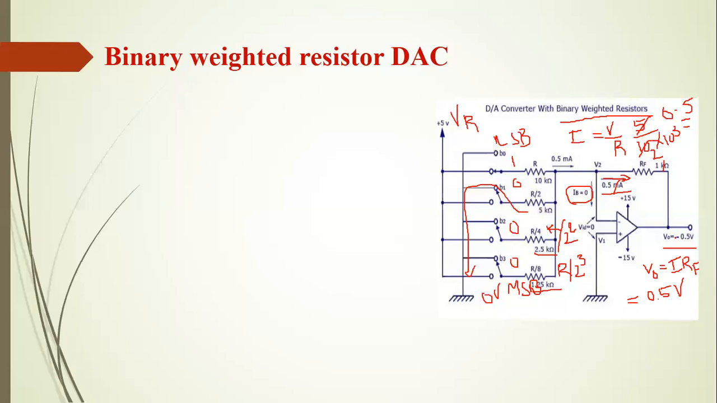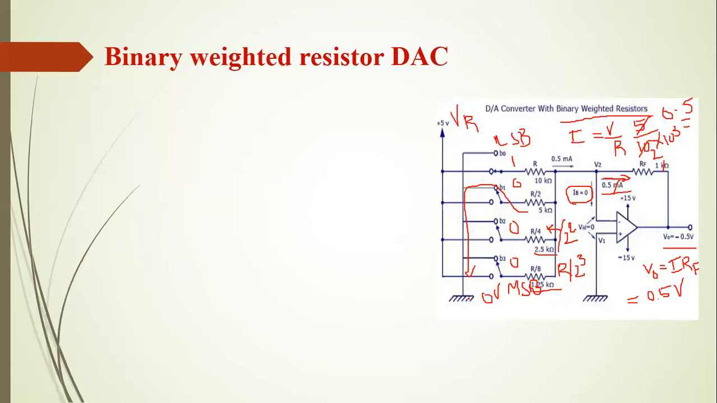This minus sign represents that since we are applying the input voltage to the negative input of the op-amp, the output appears in terms of negatives, that is with a minus symbol. This shows the phase reversal. So this is about the binary weighted resistor method operation.